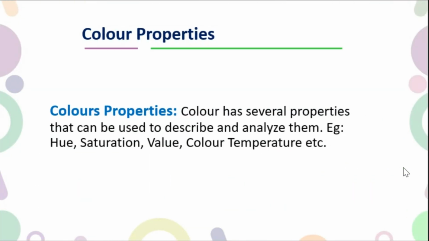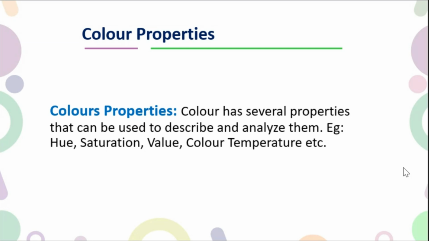So we are also looking at color properties. When we talk about color properties, we have different types, such as hue, saturation, value, and color temperature. When we talk about hue, when you take a color without adding any different color to it, that becomes a hue. A color in its pure state. When you take a color in its pure state without any other color mixing it, it becomes a hue.